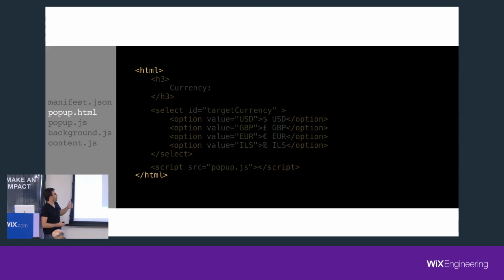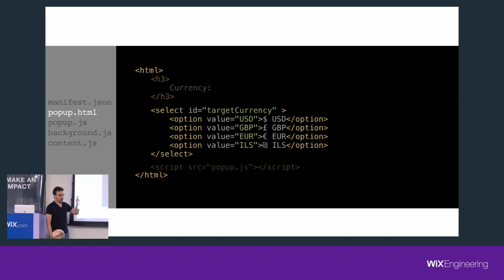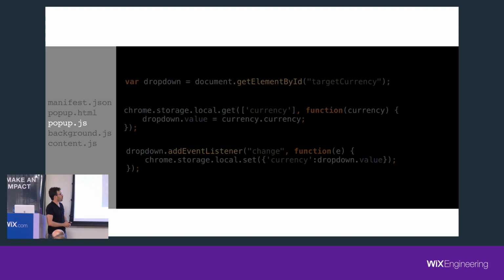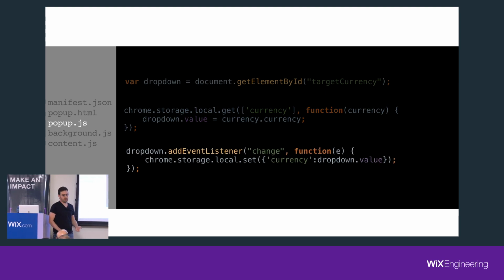For our case, we want to build, as you can see, just an HTML, like regular HTML, nothing special. There's a title and a dropdown with all the currencies. We also load a JavaScript, and we want to sync the dropdown and the local storage. Once the JavaScript runs, we take the value from the local storage and put it in the dropdown. And when the dropdown changes, we take the value and put it again in the local storage. So that's for the pop-up.